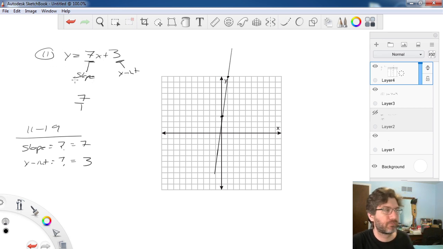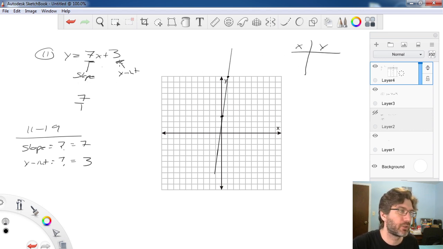And then you can make a table of xy values if you wanted, right? Because your domain's not restricted. If I plug in 1 for x, 1 times 7 is 7, plus 3. I know the point 1 comma 10 goes through it, and that's this point here. 1, 2, 3, 4, 5, 6, 7, 8, 9, 10. If I plugged in 2, I get 14, 15, 16, 17. 2 and 17 will be a point on that, and so on.